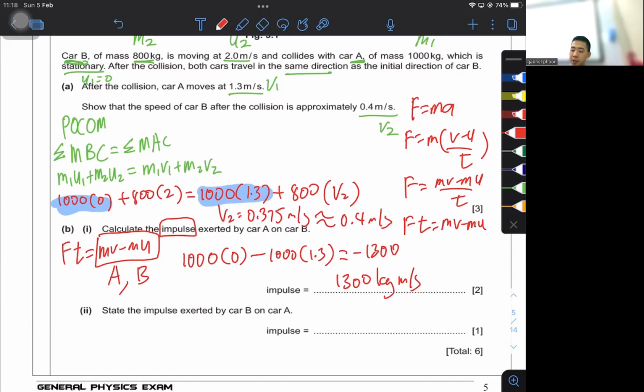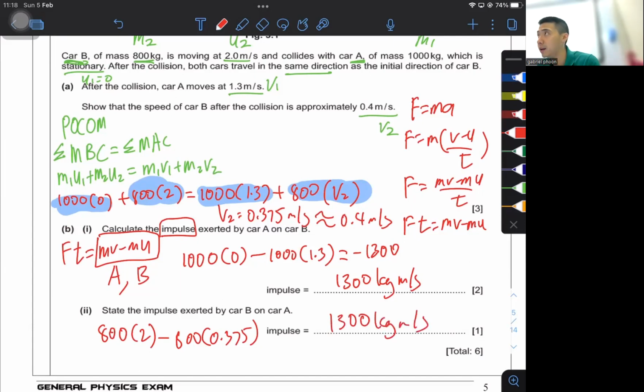Then for B, it will be the exact same thing. If I go for B right now, it's literally the exact same answer: 800 multiplied by 2 minus 800 multiplied by 0.375. And bam, you'll notice it is the exact same answer, proving the concept that they are both the same thing. It doesn't matter whether it's the impulse of A on B or B on A. They are the exact same thing, guys. Oh, and usually if it's 1 mark, it's a big giveaway that it's the same answer. Anyone got any questions for this part?